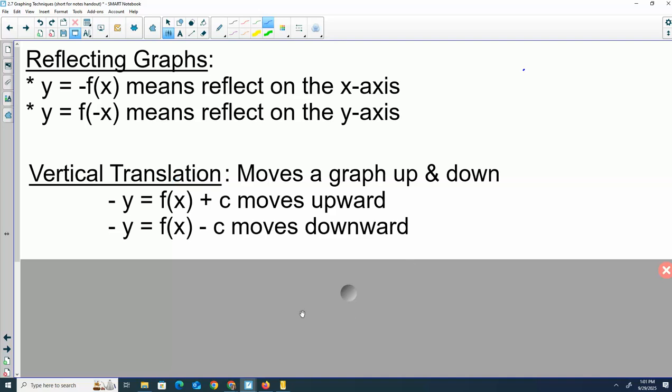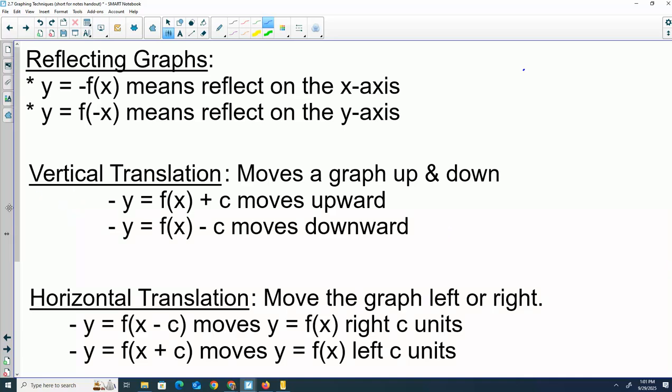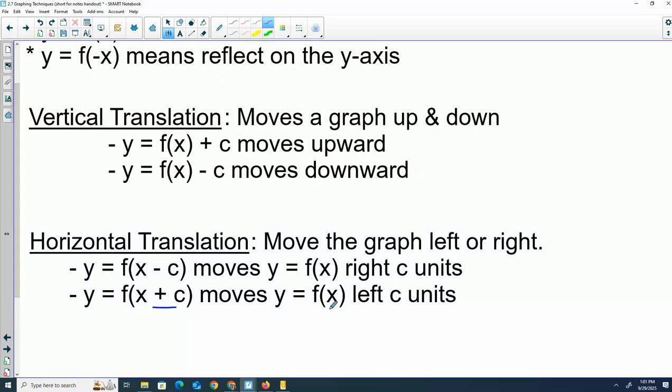Inside changes x, so x is left and right, and it does the opposite, because inside is always the opposite. So if you add to your x, it will actually move it to the left. And if you subtract from your x, it will move it to the right. Okay, those are transformations that you did see last year. Hopefully they're a little bit familiar. So let's practice using these transformations.